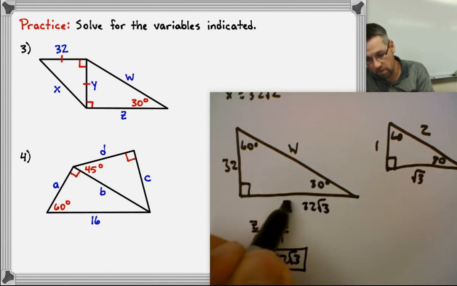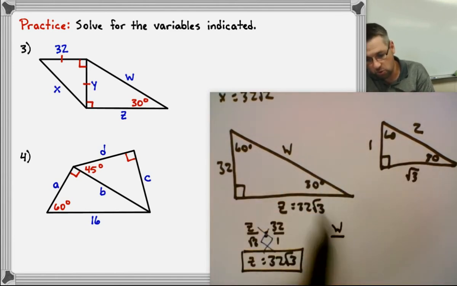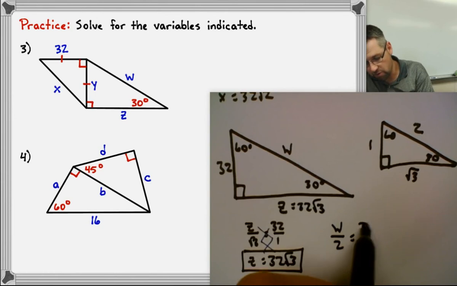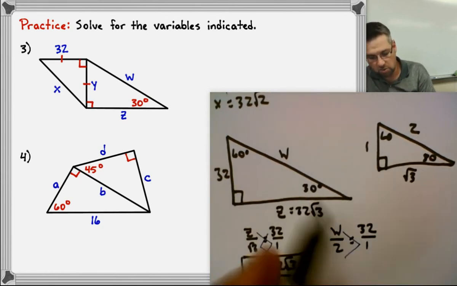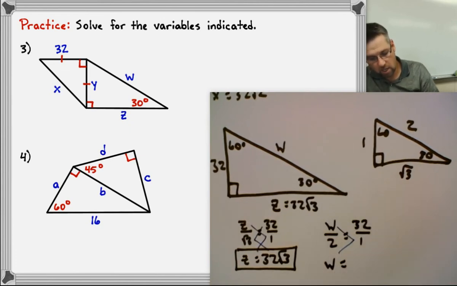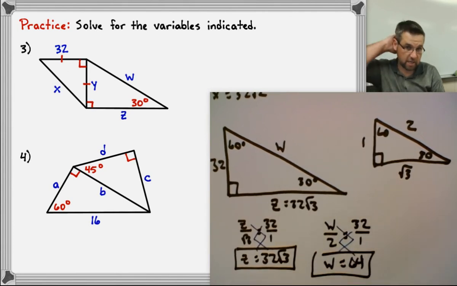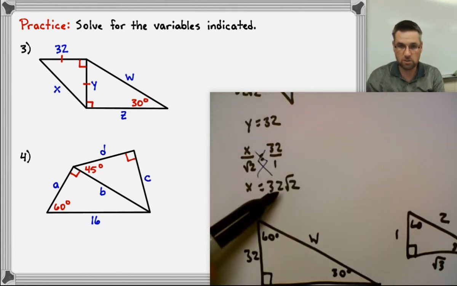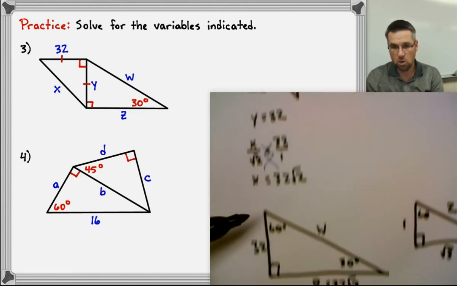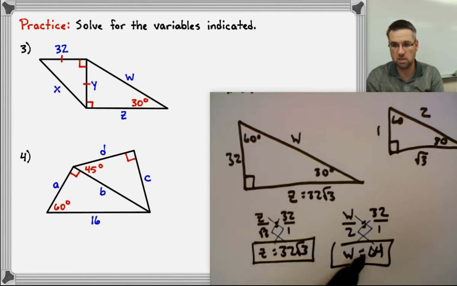32 radical 3. For W, same type of thing. W goes with 2, and that's going to be equal to 32 over 1. And then just cross multiply. W times 1 is W, and 2 times 32 is 64. Okay, so that is the answer for number 3. We have all our side lengths. We have X. X was 32 rad 2. We have Y, which is 32. We have Z, which is 32 rad 3. And we have W, which is 64.